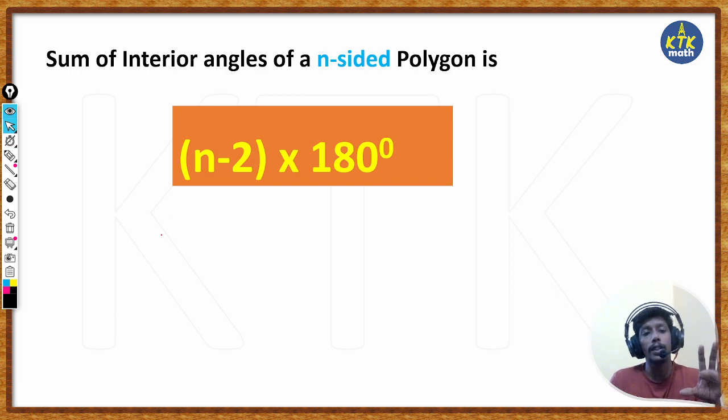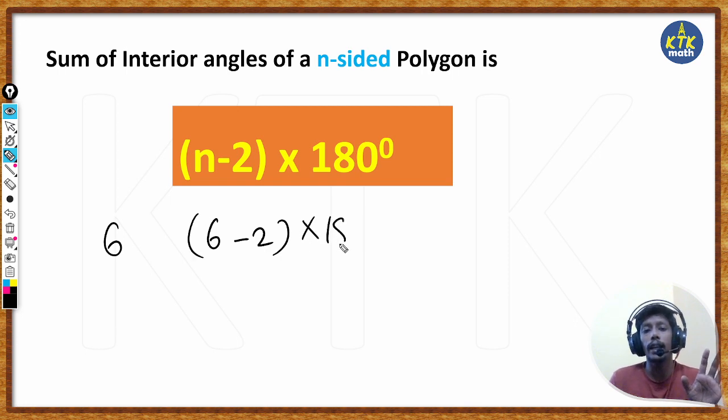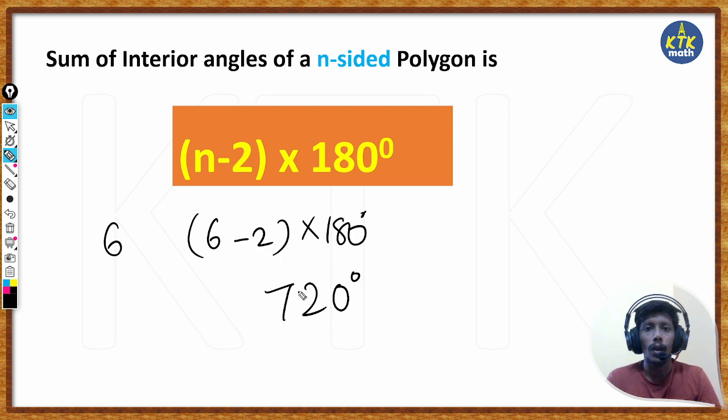So if your shape contains 6 sides, then what I need to do? 6 minus 2 into 180. So I will get the answer 720. Okay, so if possible, remember the numbers: triangle 180, quadrilateral 360, pentagon 540, like this. Otherwise, simply you can substitute here and you can get the sum of all interior angles.